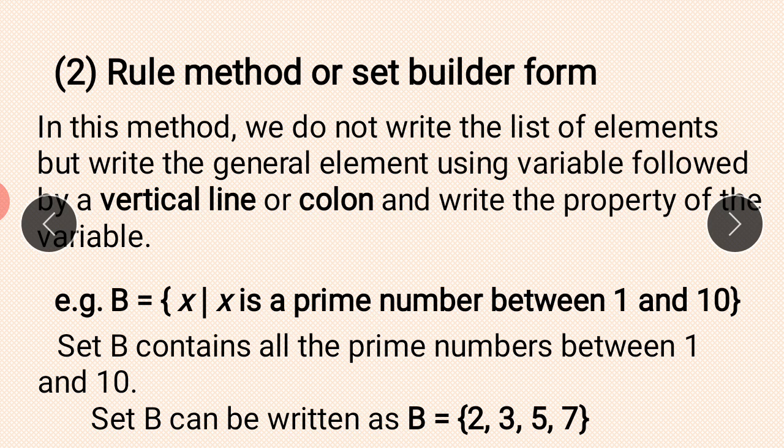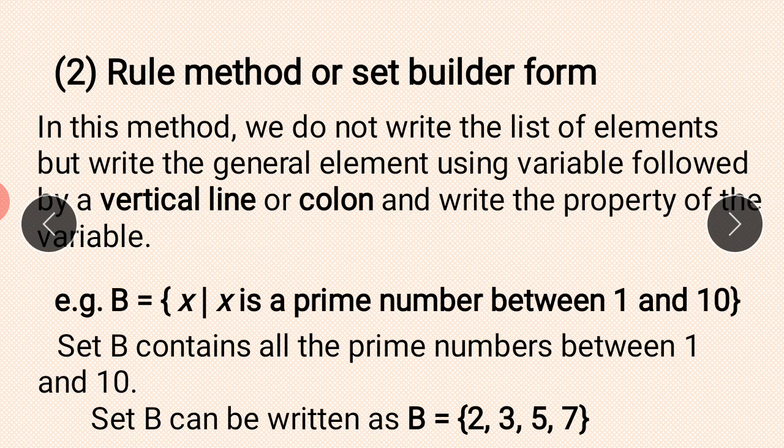We do not write the list of the elements, but write the general element using a variable followed by a vertical line or colon, and write the property of that variable. See here one example. B is equal to curly bracket x vertical line, which is called a colon, such that x is a prime number between 1 and 10.